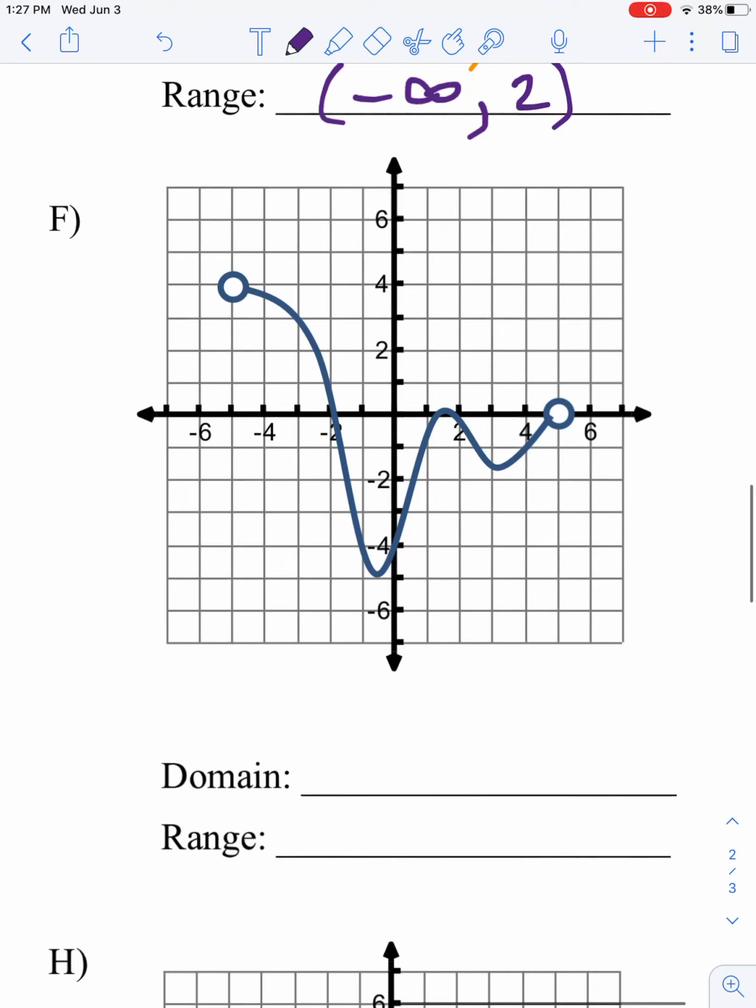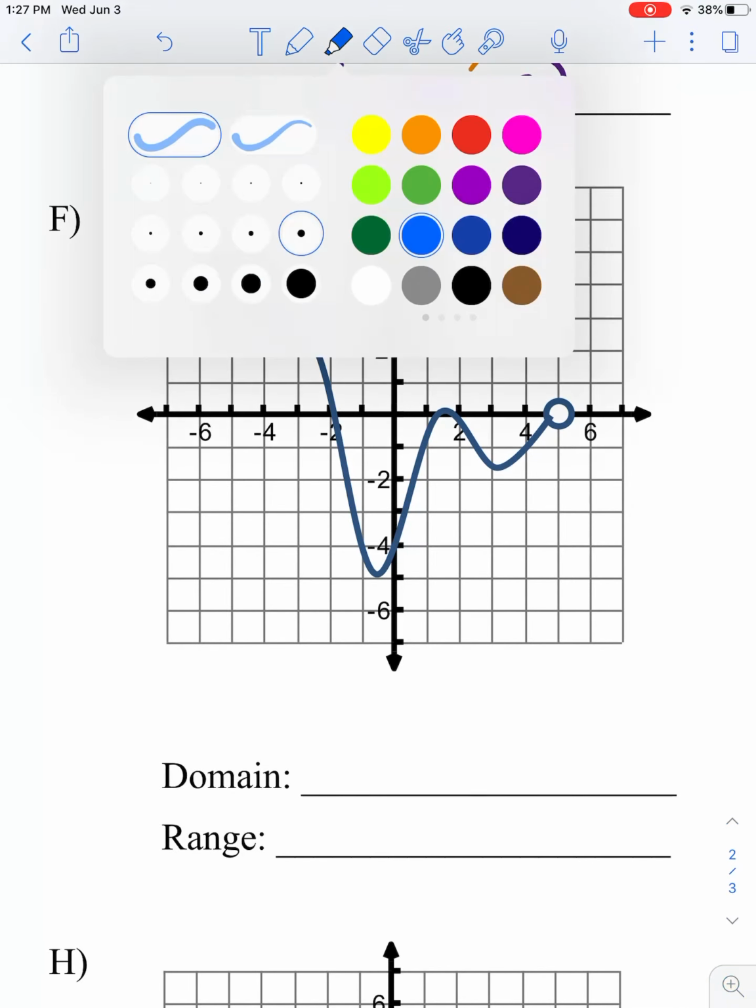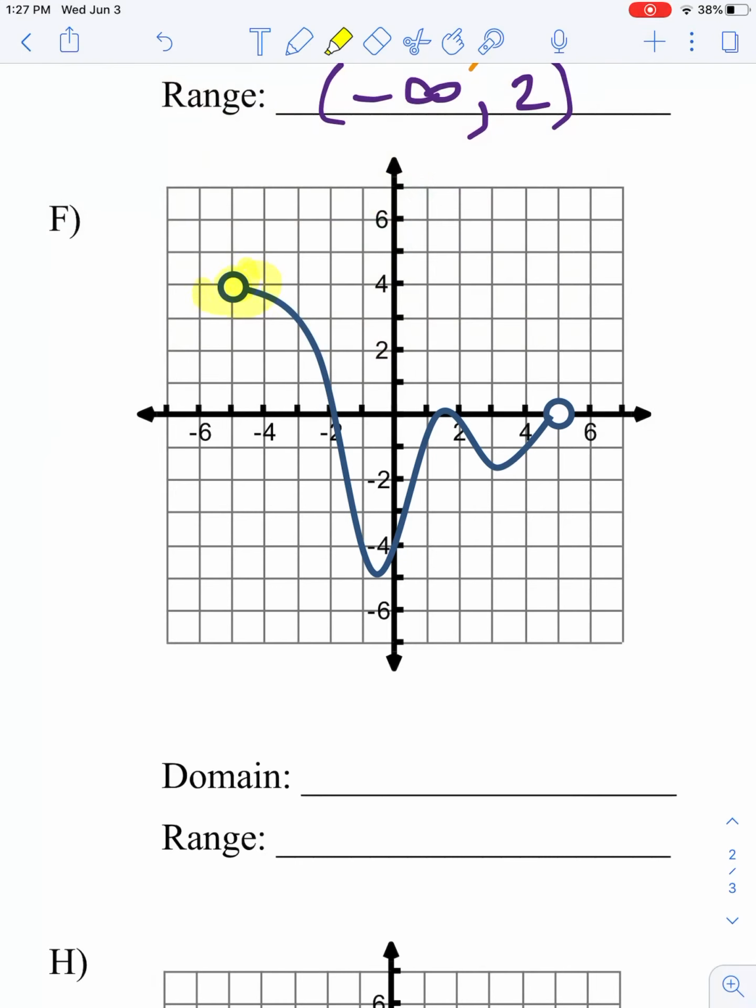All right, part F. Now, I mentioned this up above, and now you'll see why. Here's a point, and here's a point. But are those the only values we're using for all of our x's and y's for domain and range? No, because when I look at domain left to right, yes, those 2 points are good. But if I look at the range lowest to highest, I actually need to use this point down here as well.